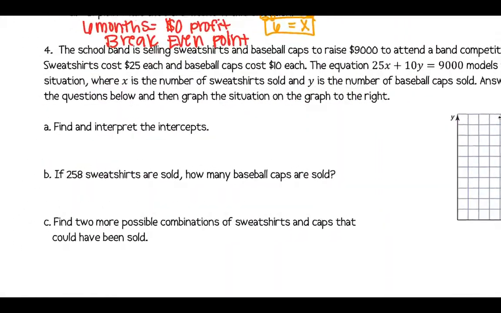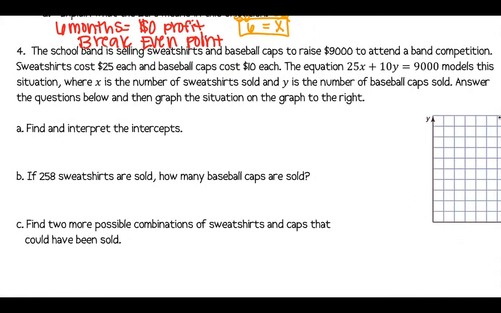Let's look at this next one. It says the school band is selling sweatshirts and baseball caps to raise $9,000 to attend a band competition. Sweatshirts cost $25 each, and baseball caps cost $10 each. The equation 25x plus 10y equals 9,000 models a situation where x is the number of sweatshirts sold and y is the number of baseball caps sold. Answer the questions below, then graph the situation on the graph to the right.